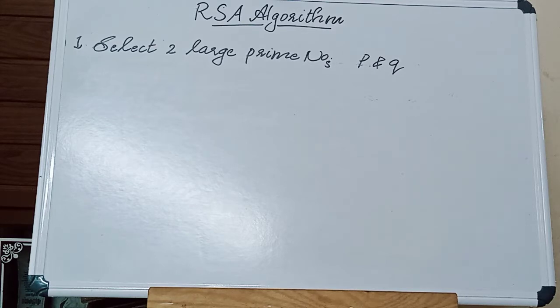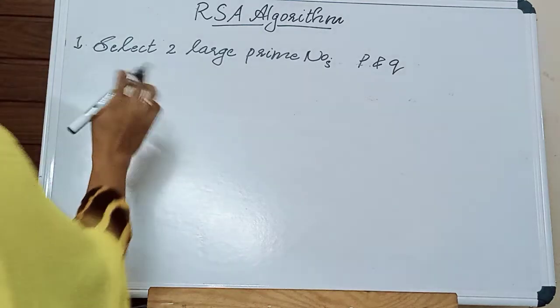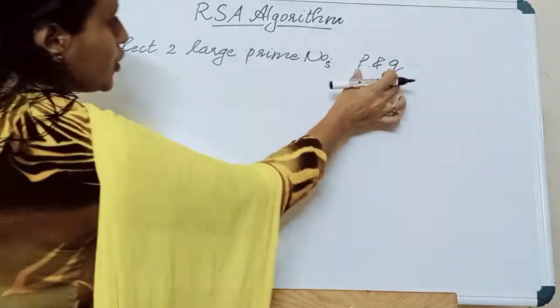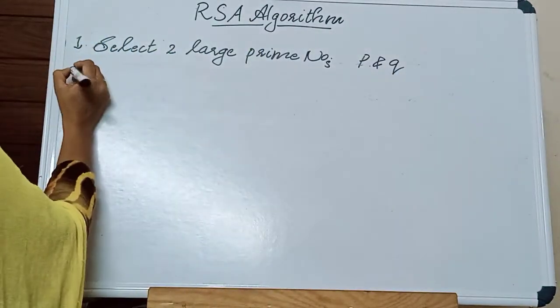The P value and Q value should be private. That is, these two values are secret and unknown to all other users in the network. First step for implementing RSA algorithm is select two large prime numbers P and Q. This P and Q should be private.